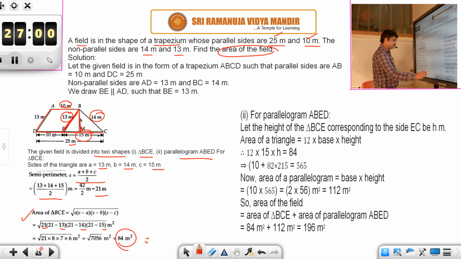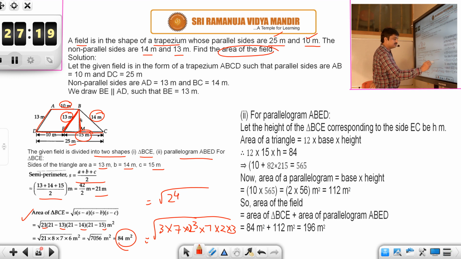So again, here in the calculation, don't multiply. What you will do? Square root of 21, write it as 3 into 7. And then 8, write it as 4 into 2 or 2 cube. 7. And then 6, write it as 2 into 3. So simplify this. You will be getting 2 power 4 into 3 square into 7 square. So if you simplify, you will get 2 square into 3 into 7. Okay, sorry, it's not under square root.